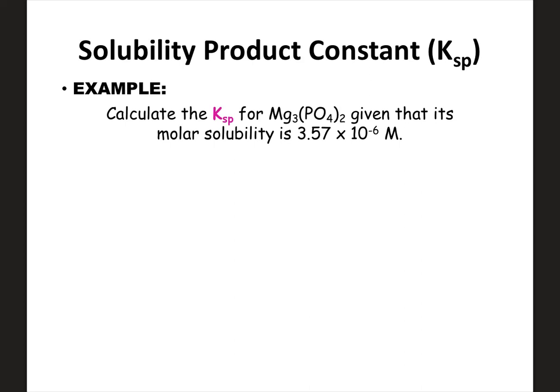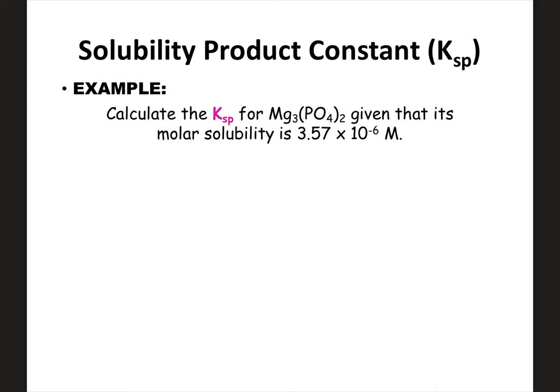It says calculate the KSP for Mg3(PO4)2, magnesium phosphate, given that its molar solubility is 3.57 times 10 to the minus 6 molar. So in this version of the problem, we are finding KSP and we're given the solubility of the compound. This is the first kind of variation of these problems, where you're finding KSP given the solubility.